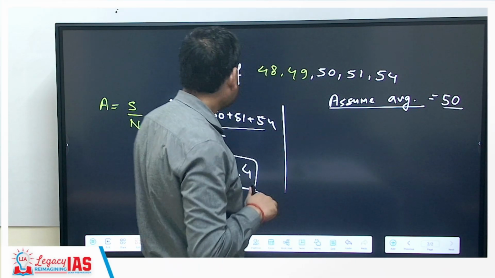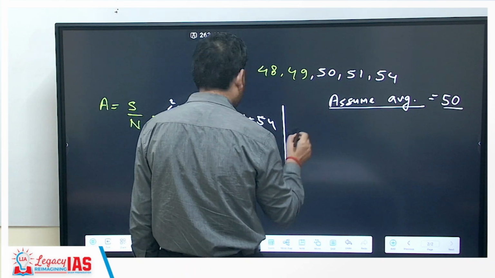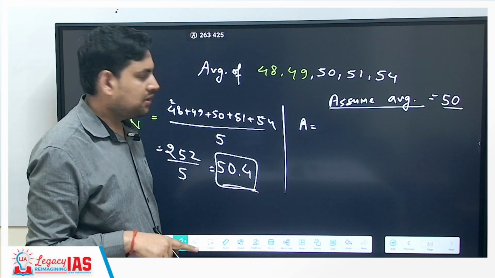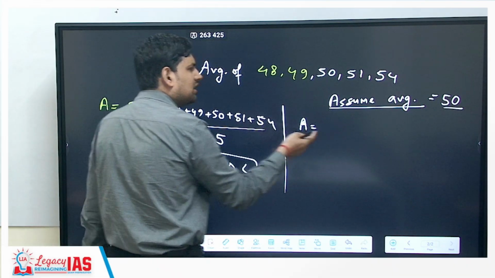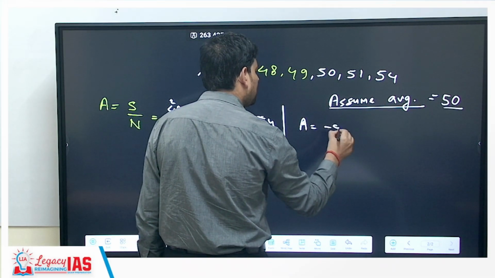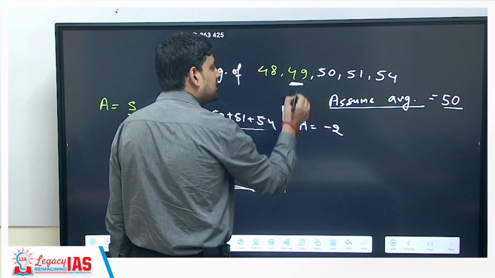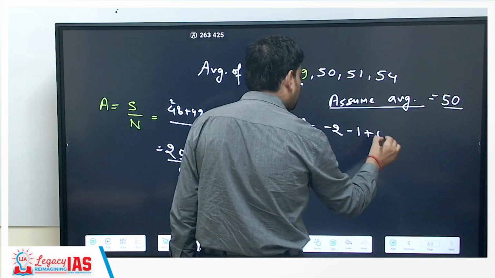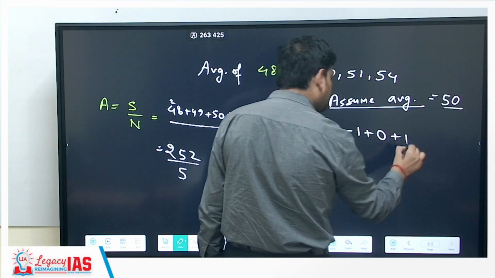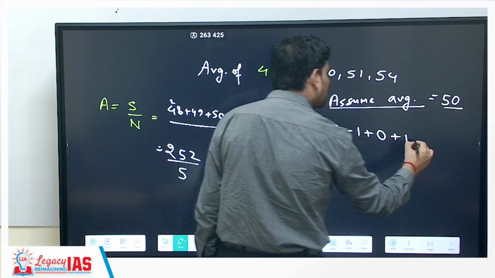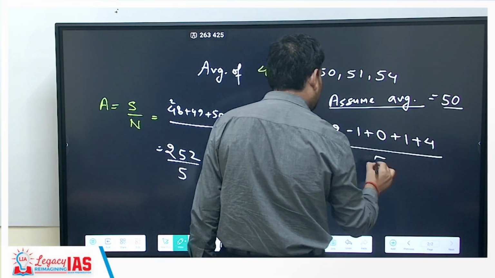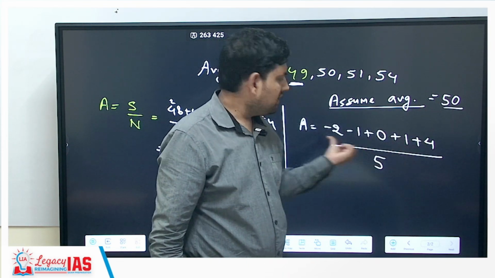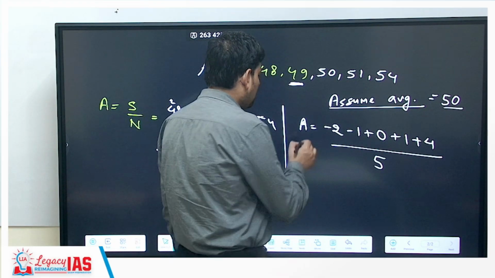Okay, now see. I will write whatever change I have to make. So 48 in terms of 50 is simply minus 2. Then 49 is minus 1. I have to add all of them. Then 50 is nothing, 0. Then 51 is plus 1. 54 is 50 plus 4, divided by 5. So instead of writing all those numbers and adding, I have just assumed one average and am now finding this average difference.